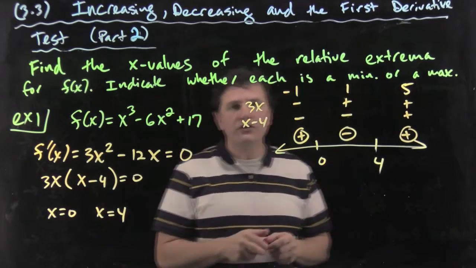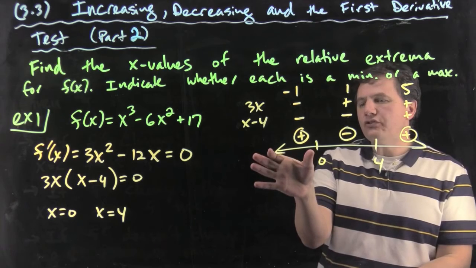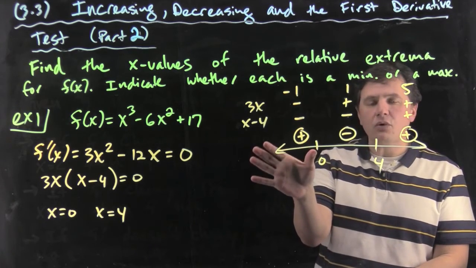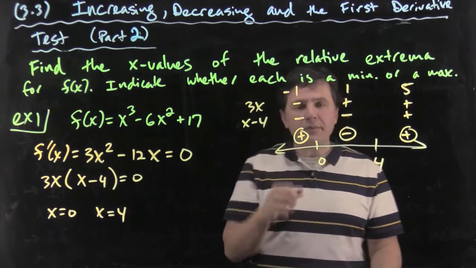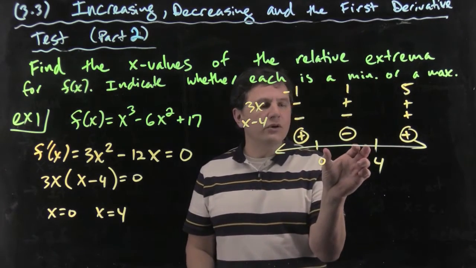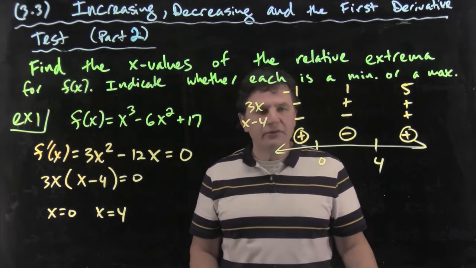So if we were asking questions about whether or not it's increasing or decreasing, you can see that from here. Our function's increasing from -infinity to 0, and then from 4 to infinity. That is because f prime is greater than 0. And then we're decreasing from 0 to 4, and that is because f prime is less than 0.